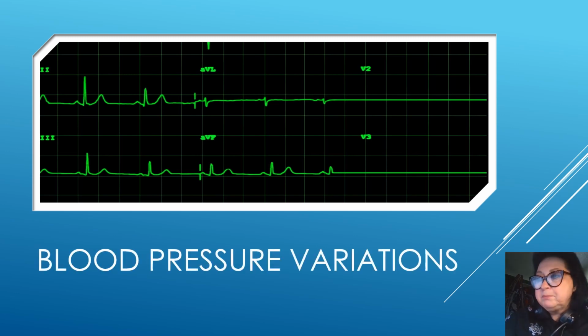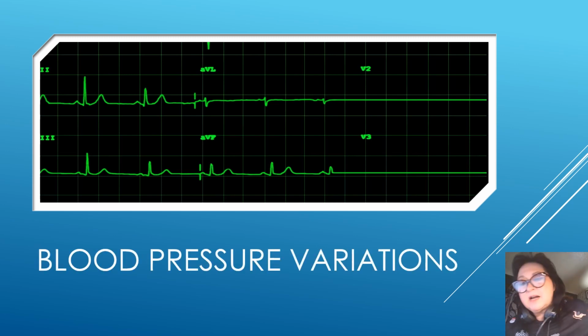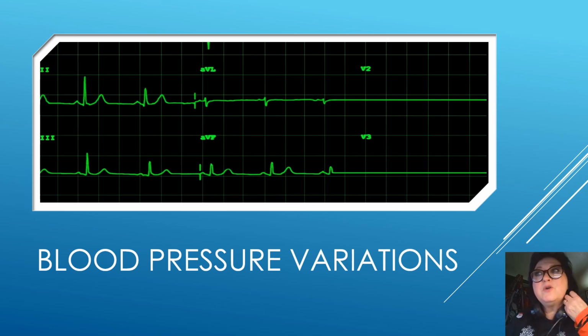All right. Blood pressure variations are associated with what? Now, I know most of you are ED nurses, so I know that you're going to know this one. It is the renin-angiotensin system effect on vasoconstriction. That is typically what affects those blood pressure variations.